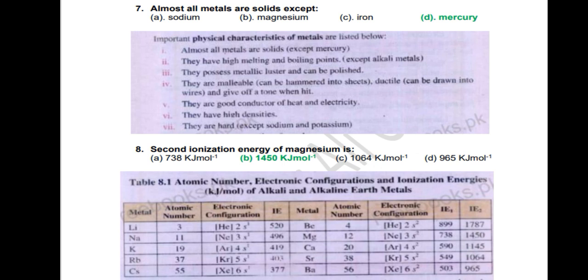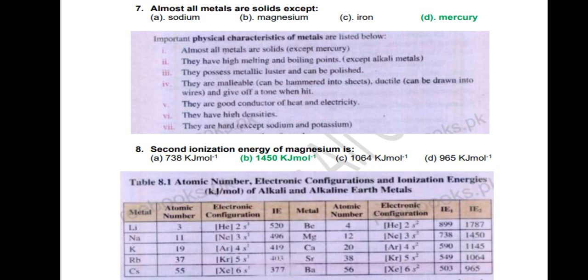Almost all metals are solids except sodium, magnesium, iron, mercury. All the metals are solids except mercury. This is the exceptional case where a metal is in the liquid form. So that is mercury, that is in the liquid form.